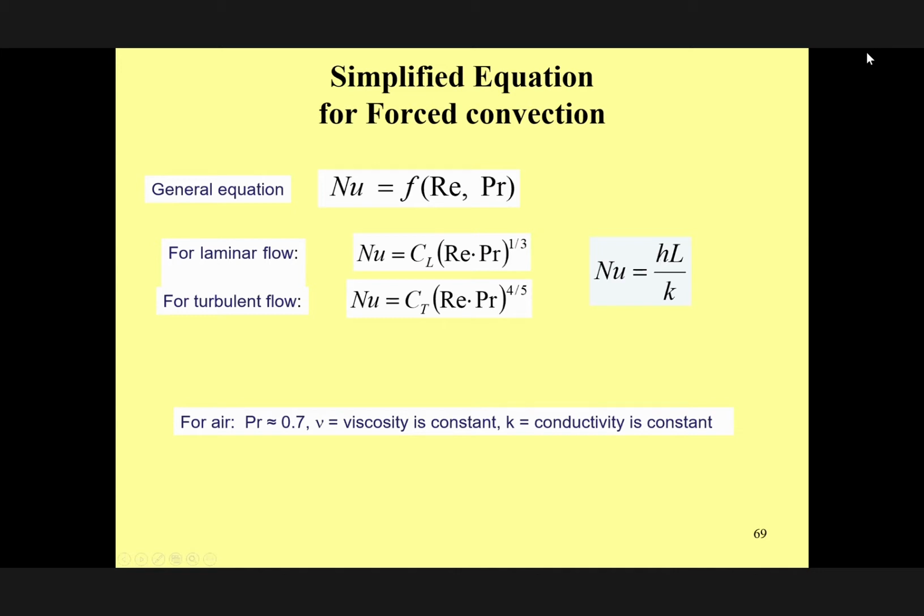This is just for you to see how the Nusselt number depends on the motion of the fluid, the Reynolds number, how fast the fluid is moving, and also on the characteristics of that fluid. This is only the characteristic of the fluid, meaning it represents physical properties: conductivity, density, specific heat, and so on, okay?